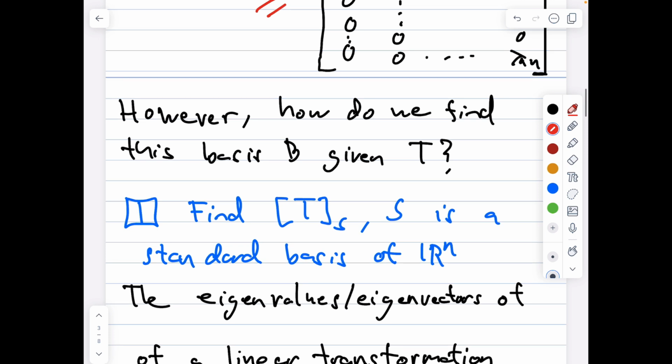Now, does that always work out? Not necessarily, because not every linear transformation has n linearly independent eigenvectors, so it's not necessarily the case that's going to happen here.